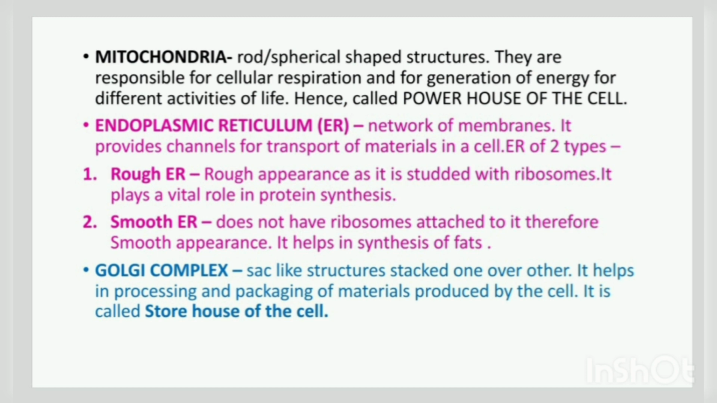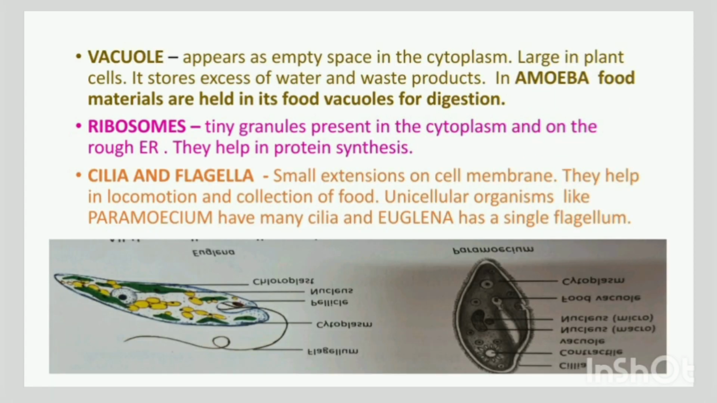Vacuole is the empty space in the cytoplasm, which is generally large in plant cells and smaller in animal cells. It stores excess water and waste products, but in amoeba, the food materials are held in food vacuoles for digestion. Ribosomes are tiny granular structures present in the cytoplasm and on rough ER also, which help in protein synthesis.